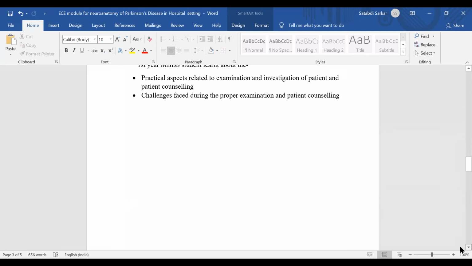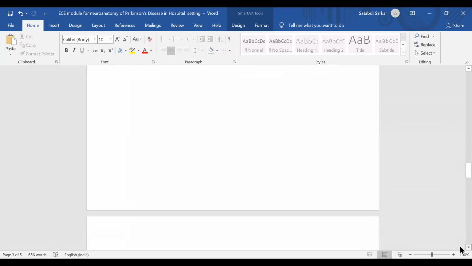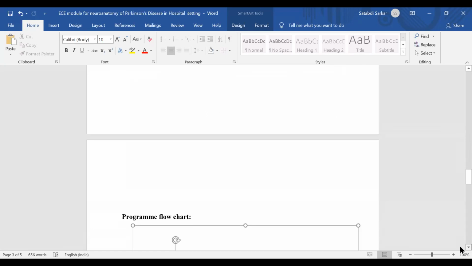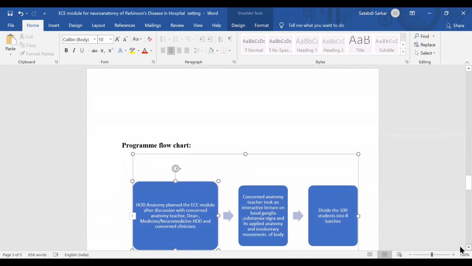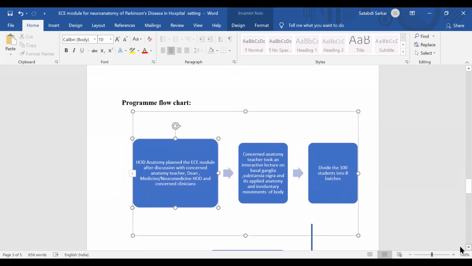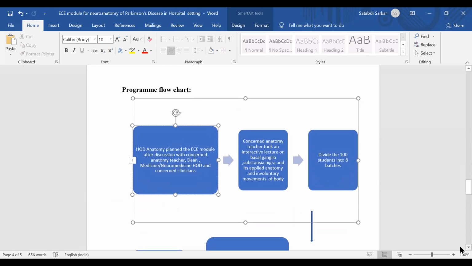We did this EC module with the help of this program flowchart. First, the HOD anatomy planned the EC module after discussion with the concerned anatomy teacher, the dean of the institution, the medicine or neuromedicine head of the department, and concerned clinicians. After that, the concerned anatomy teacher selected the date and took an interactive lecture on basal ganglia, substantia nigra, and its applied anatomy and involuntary movements of the body.